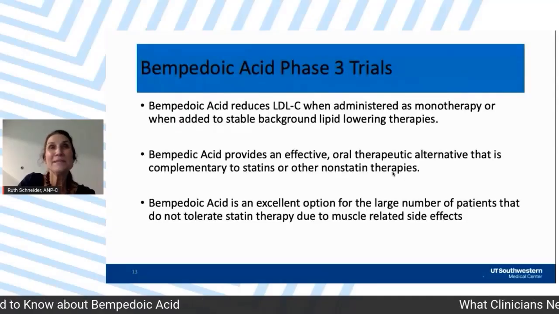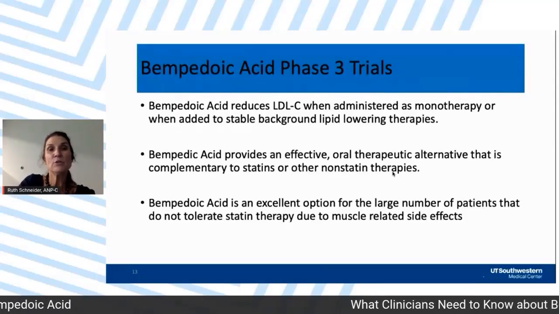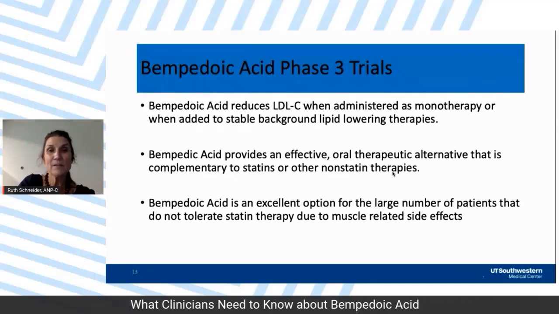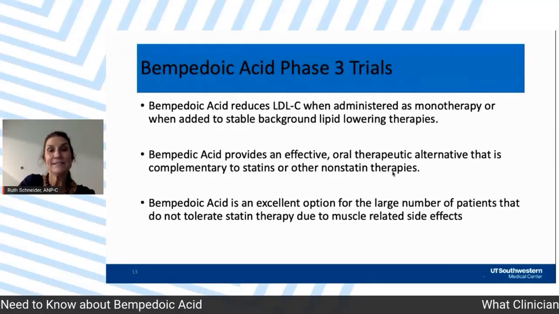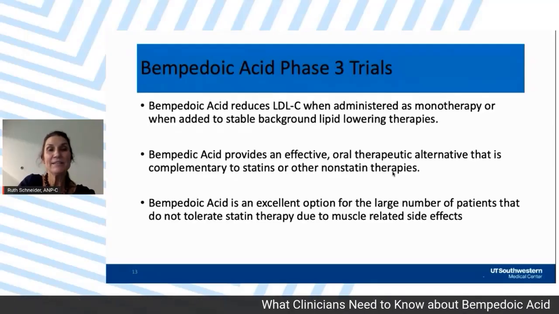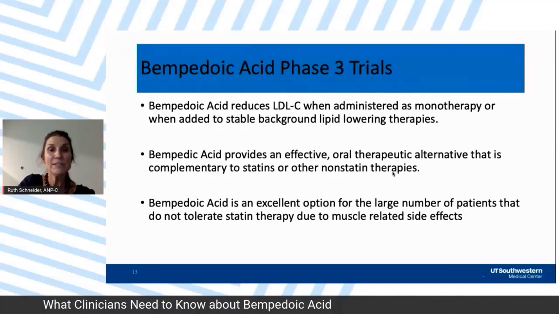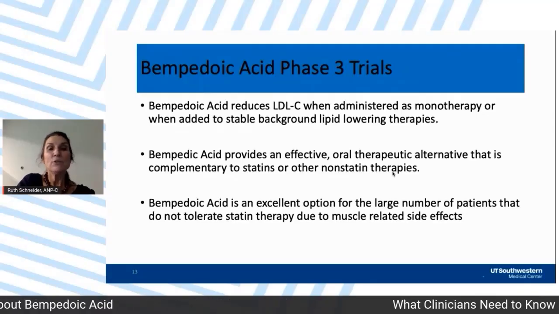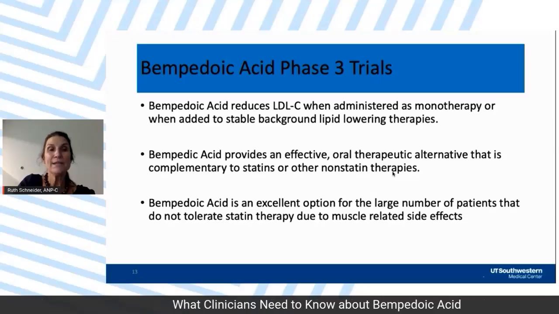All right, so essentially, what did we learn from the bempedoic acid phase 3 trials? Bempedoic acid reduces LDL when administered as monotherapy or when added to stable background lipid-lowering therapies. Bempedoic acid provides an effective oral therapeutic alternative that is complementary to statins or other non-statin therapies. Bempedoic acid is an excellent option for the large number of patients that do not tolerate statin therapy due to muscle-related side effects.